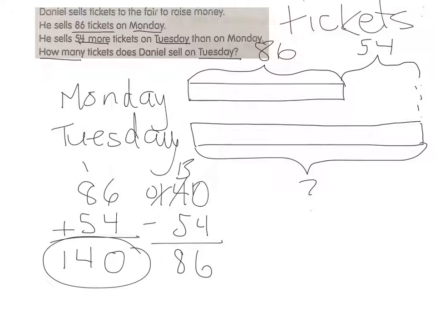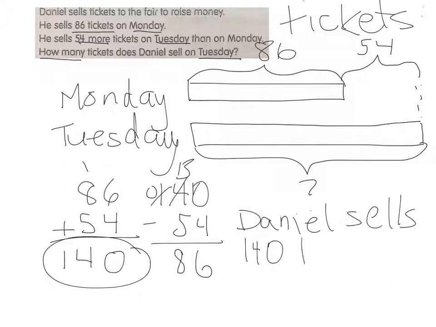The last step that we do ask students to do on bar model problems is to write a complete sentence. So they might write something like, Daniel sells 142 tickets on Tuesday.